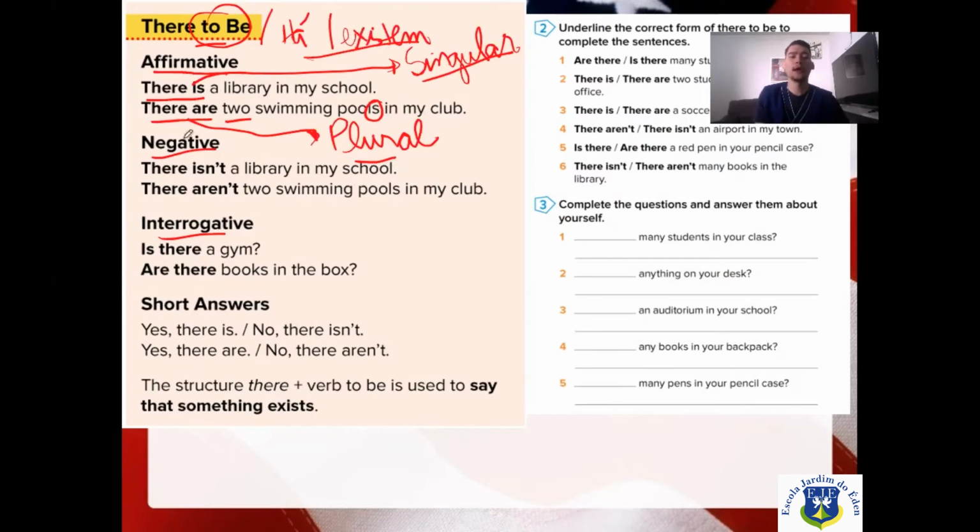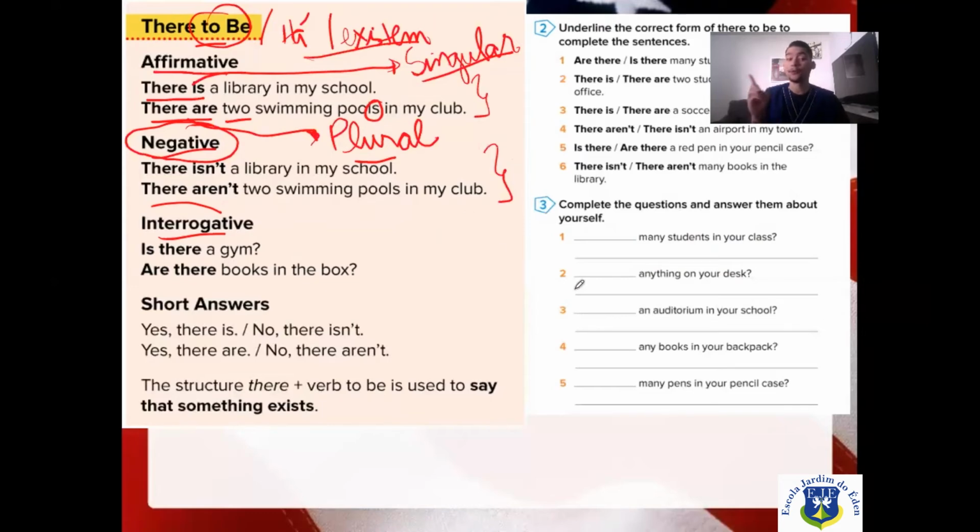Vamos lá, então. Continuando. Negative form. In the negative form, we have there isn't a library in my school. There aren't 2 swimming pools in my club. So here we have the affirmative form, and here we have the negative form.